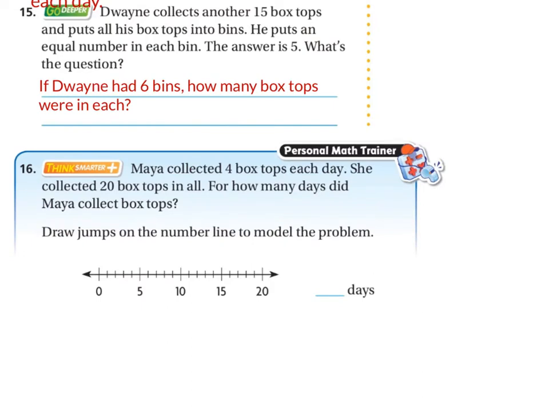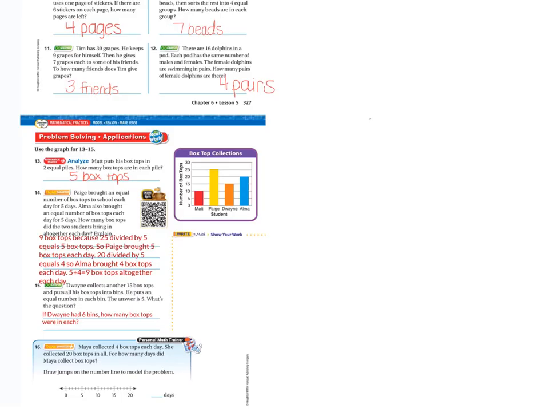Number 15 is a challenging one. The question that you wrote on your page may be worded slightly different than me. I wrote, if Dwayne had 6 bins, how many box tops were in each? Let's take a closer look at how I got that. Okay, so first, if Dwayne is collecting 15 more box tops, the first thing you should have done was look at the bar graph, realize he had 15, so if he collects 15 more, that brings his total to 30.